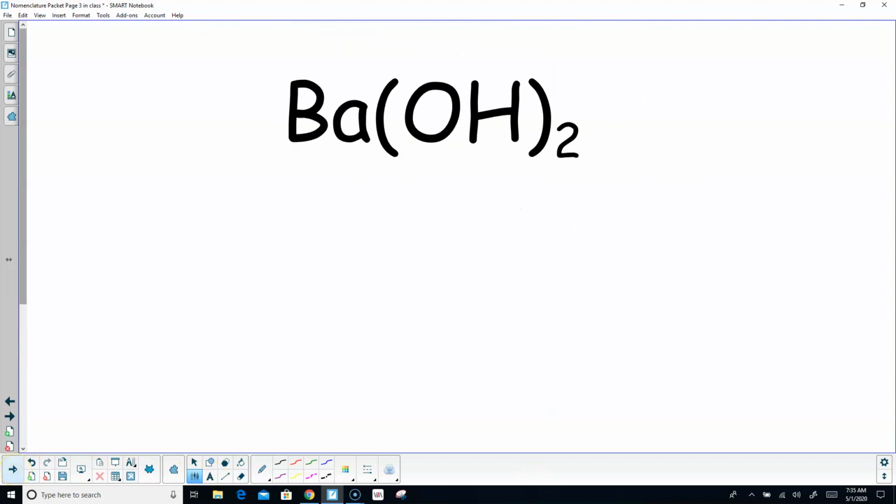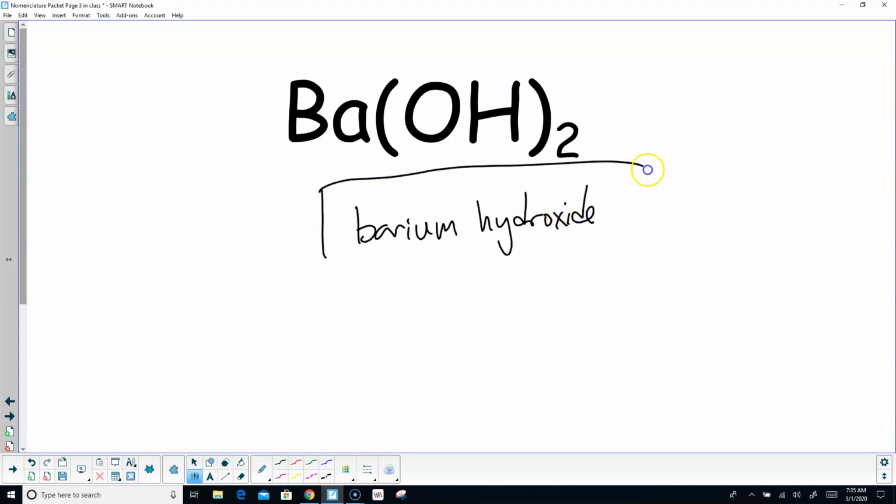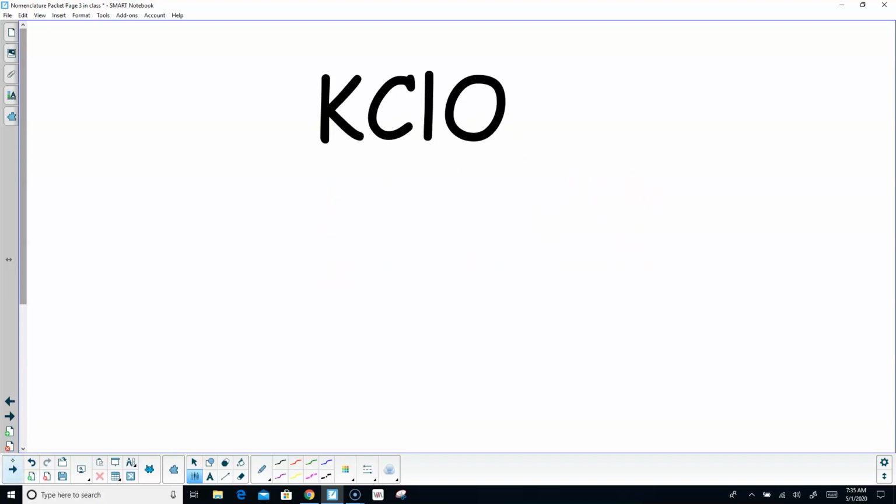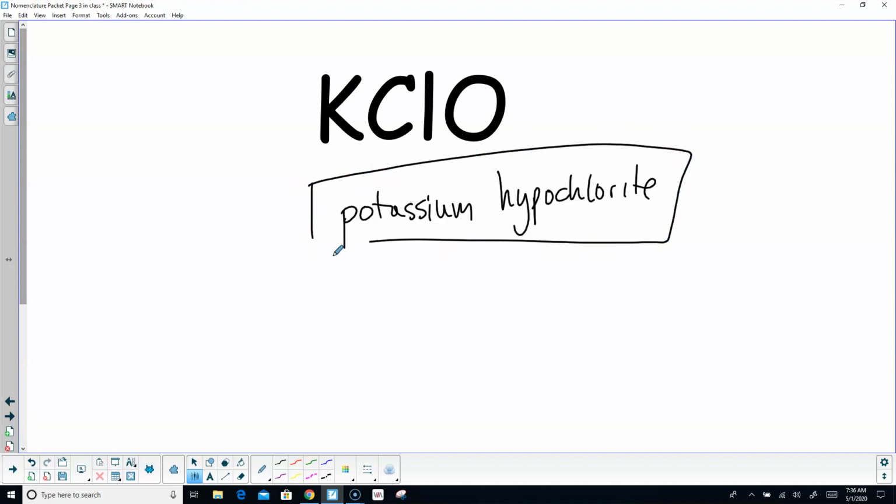Barium. There's barium. It is a representative element. It has a charge always of 2 plus, so we just name this barium, and then OH is hydroxide. KClO. Okay, once again, potassium is always 1 plus, so we're just going to name this potassium. And then ClO is hypochlorite. It's a polyatomic. So potassium hypochlorite.